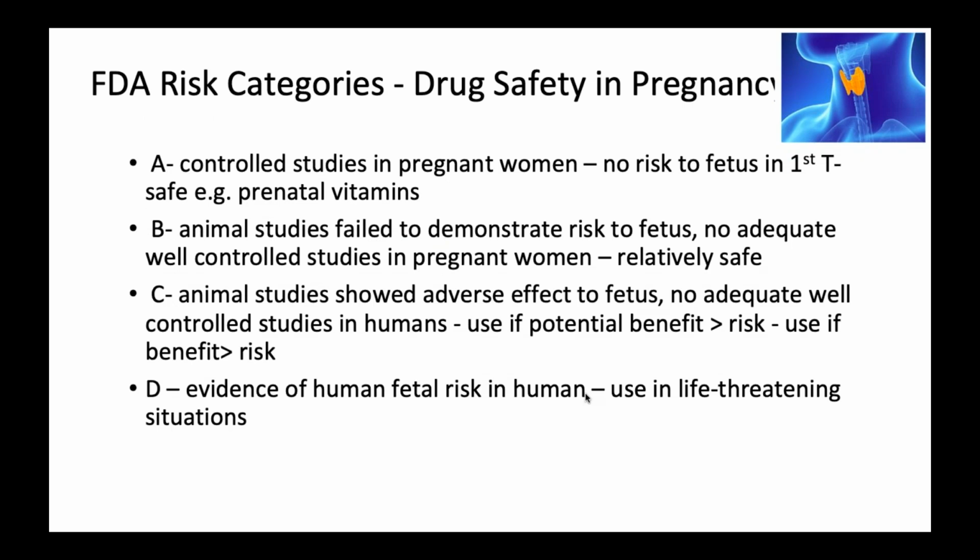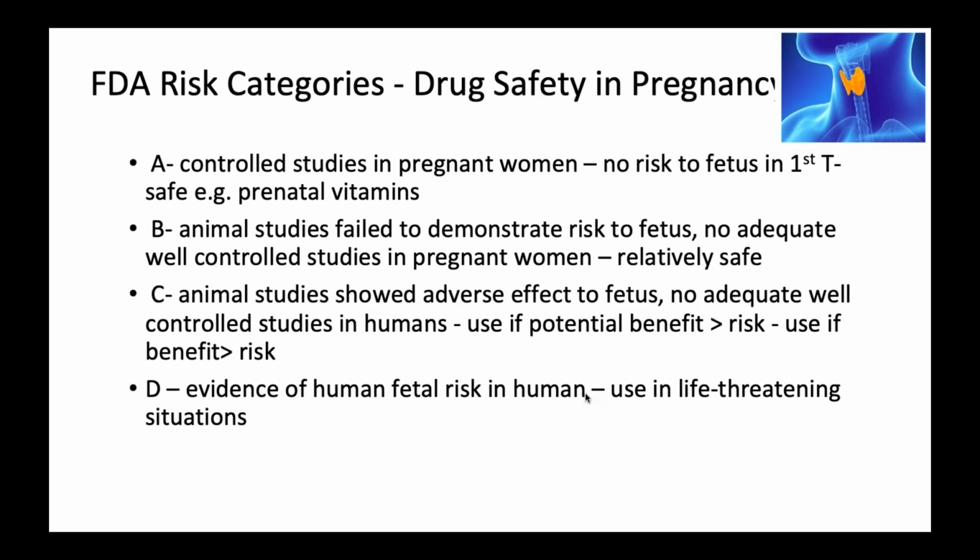A Class A drug is a drug that does not pose any risk to the fetus. And there are very few drugs in this class, and this basically includes prenatal vitamins. Class B drugs are drugs that in animal studies have failed to demonstrate a risk to the fetus, but we don't have adequately controlled studies in pregnant women. So they appear to be relatively safe. Class C drugs are drugs that in animal studies have been shown to have an adverse effect on the fetus, and there are no well-controlled studies in humans. And you would only use a Class C drug if the potential benefit is greater than the risk. So you would only do it in that situation.